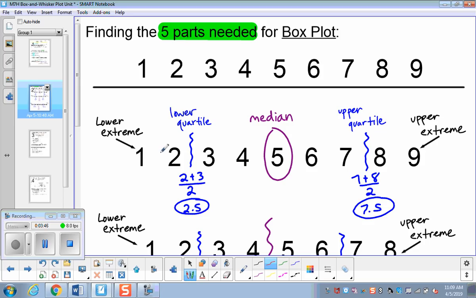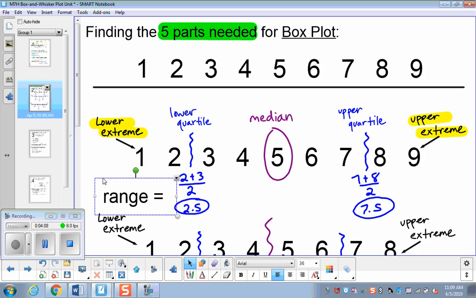Now, the easy thing to identify first is going to be the lower extreme and the upper extreme. It's simply going to be the smallest number in your data set and the biggest number in your data set. And you'll use that to find the range. You might remember from elementary school that you take the biggest number minus the smallest number, and that's when you have the range. So here we have that the range would be 8, all right? The range here would be 8.